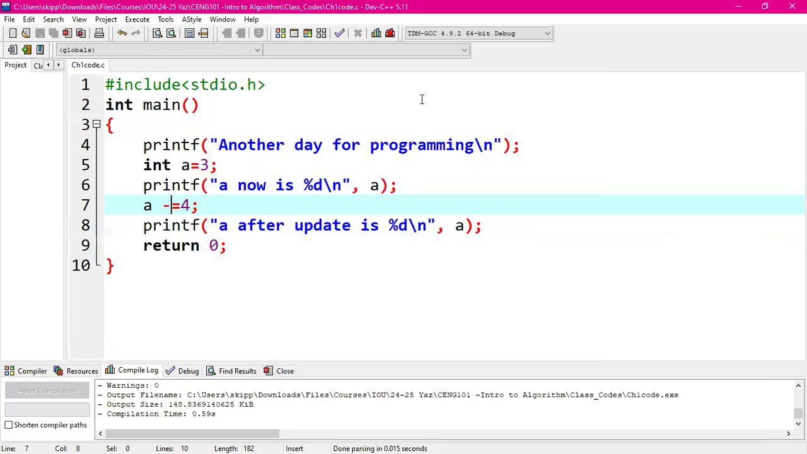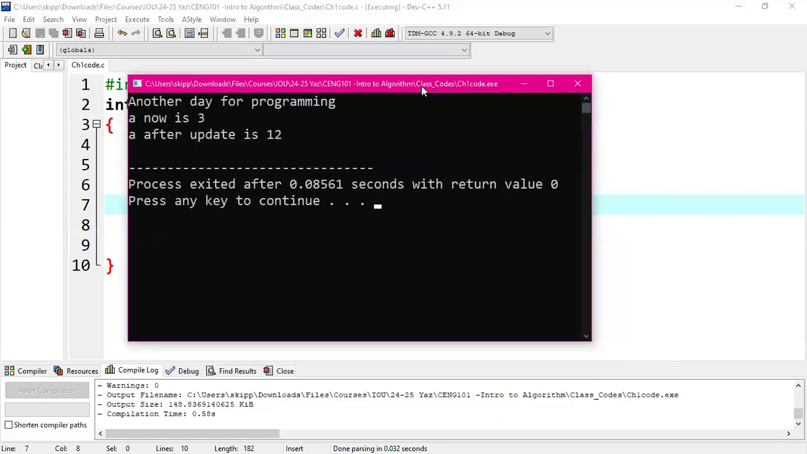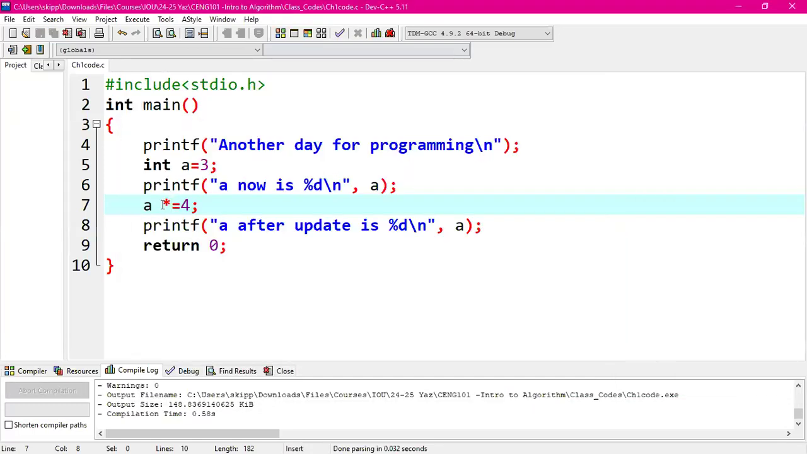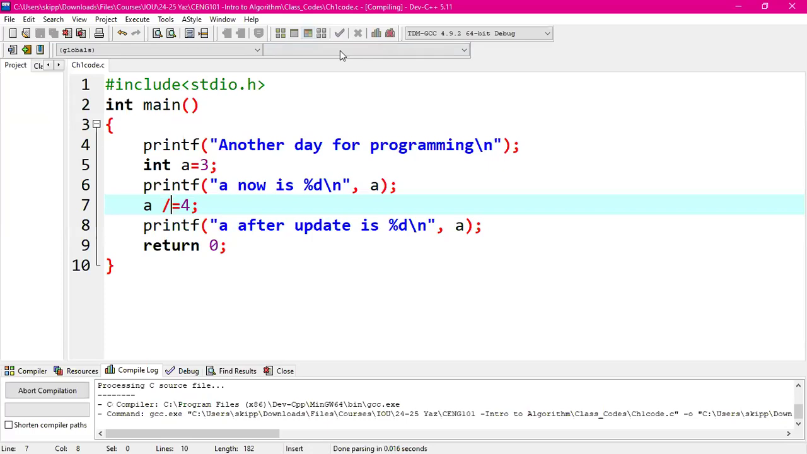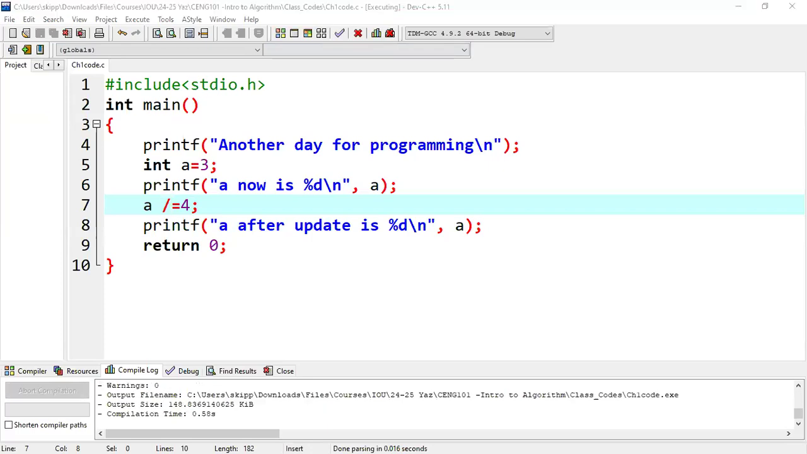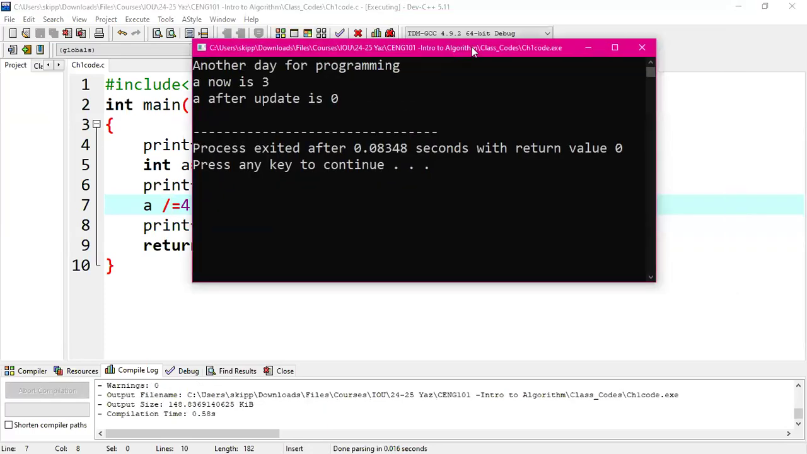Okay, we can make it multiply. It's about the same thing. It changes to 12. And if we put divide, we'll have a problem, because 4 divided by 3, 3 divided by 4 is going to be 0 point something. And so our answer is expected to be the integer of 0 point something, which is 0.